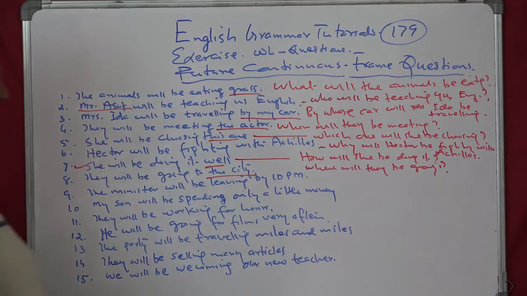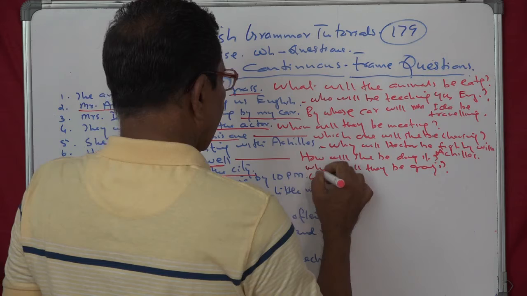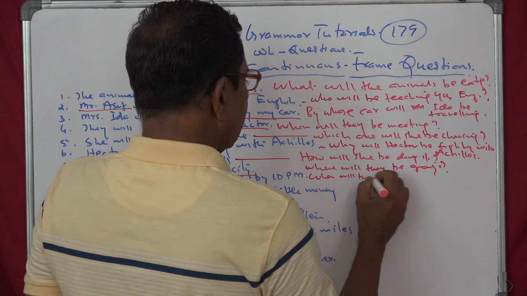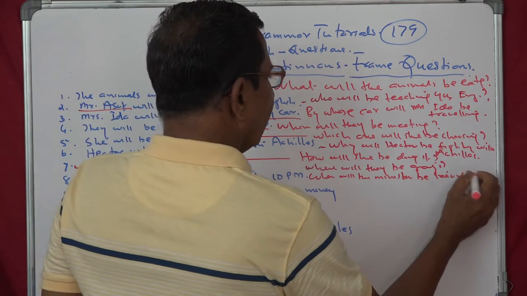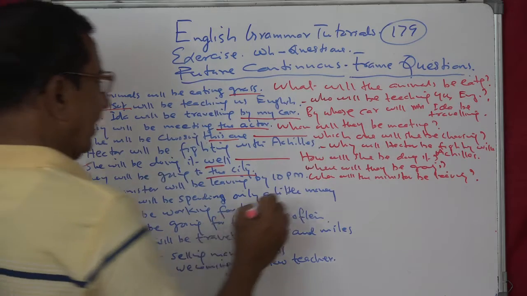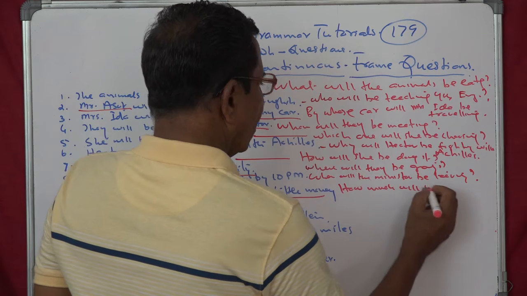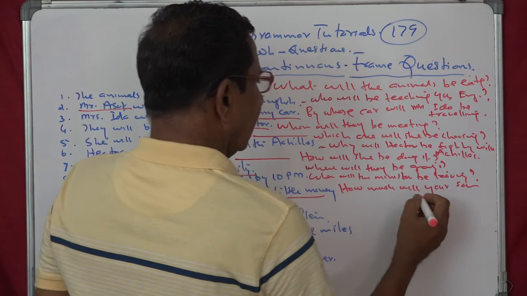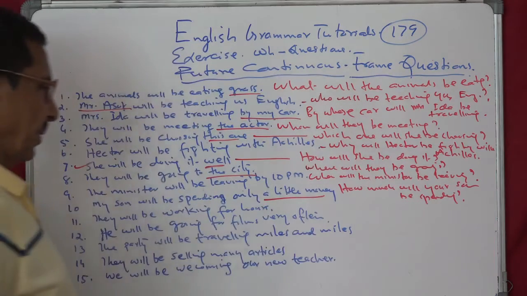Nine. The minister will be leaving by 10 p.m. Time. So when will the minister be leaving? Ten. My son will be spending only a little money. So then how much will your son be spending? How much will your son be spending?